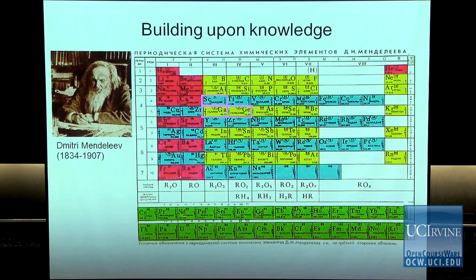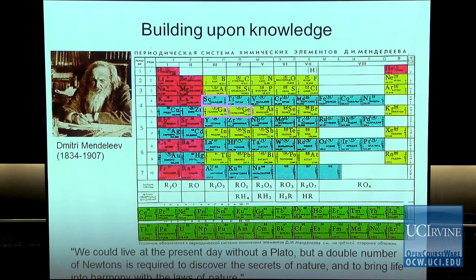Now, this is a quote from Mendeleev. He says, "We could live at present day without a Plato, but a double number of Newtons is required to discover the secrets of nature and to bring life into harmony with the laws of nature." What does that mean? He says, look, Plato is a good guy. He says beautiful things. Nice philosophy.